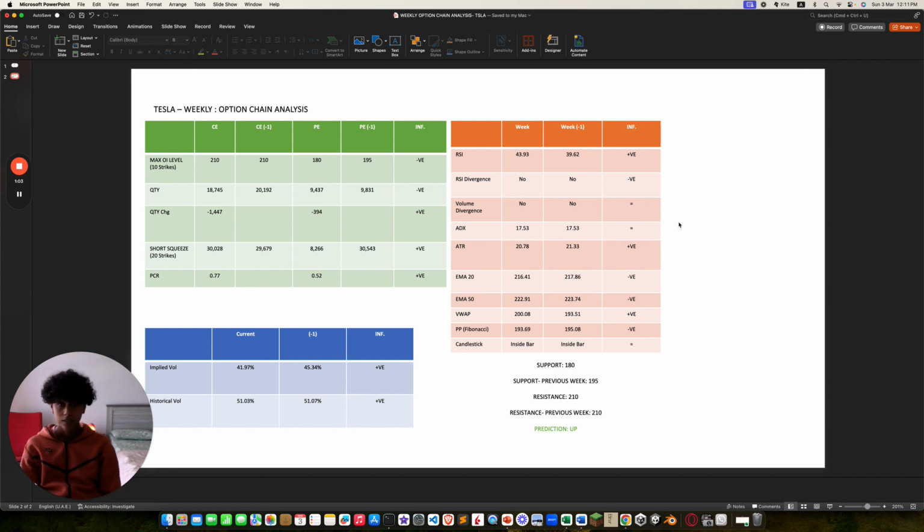EMAs both have still continued to go down, which is negative. VWAP has gone up, which is positive. Fibonacci pivot point has gone down, which is negative. But overall, support is 180. Previous week's was 195. Resistance is the same at 210. And the prediction is that Tesla goes up this week.